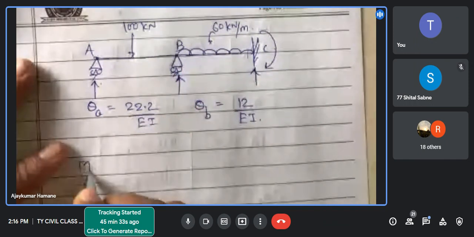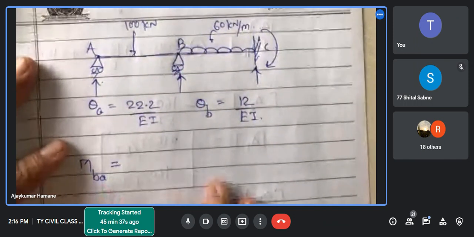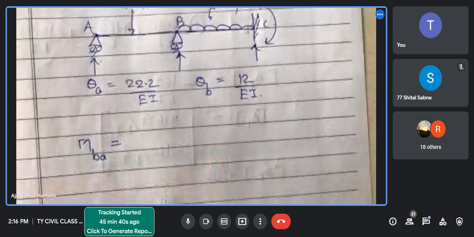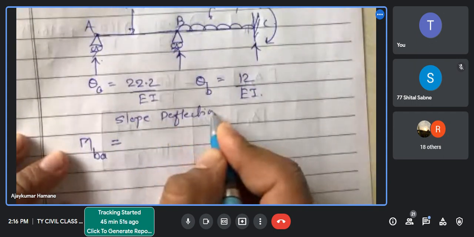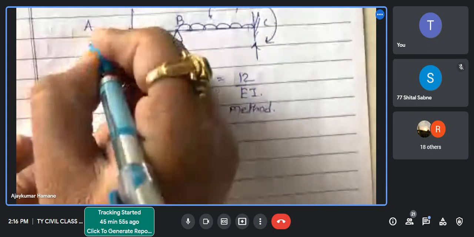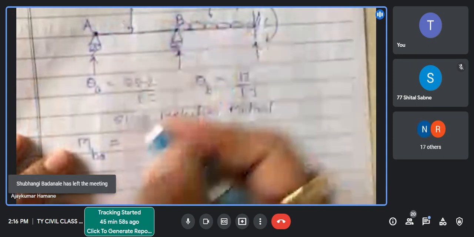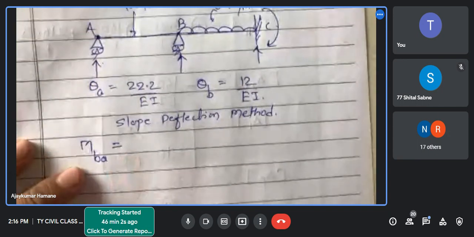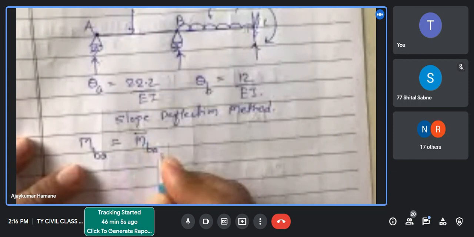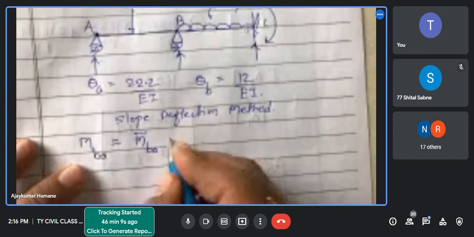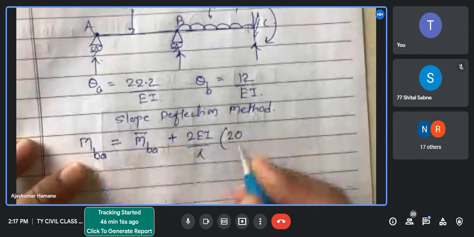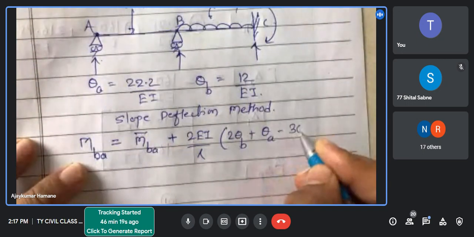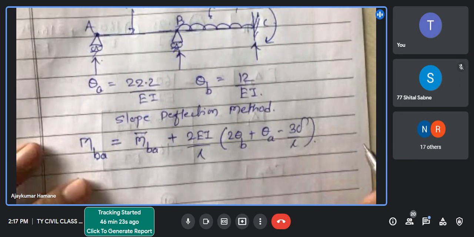If you know this moment, then MBA equals, what is that formula? Slope deflection method. The moment at this end is 0 because it is a roller. Now MBA equals M bar BA plus 2EI by L in bracket 2 theta B plus theta A minus 3 delta by L.